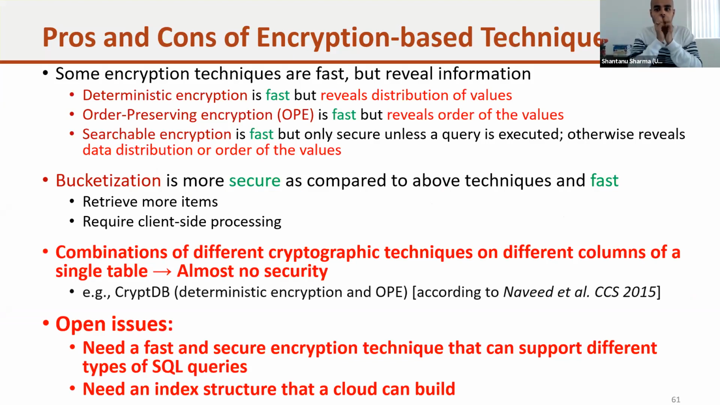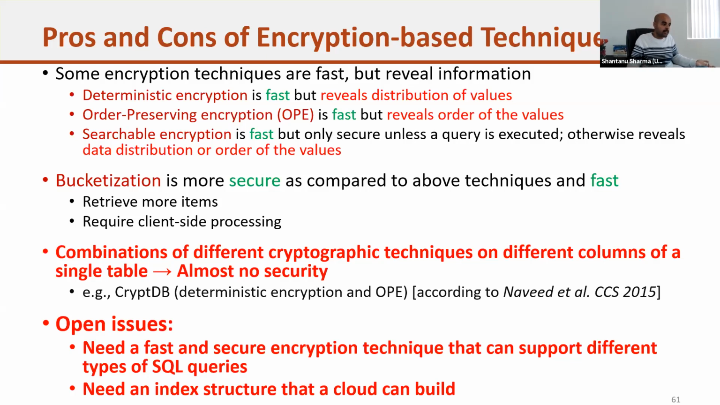So in encryption techniques, we have several techniques. Deterministic encryption is very fast, almost like clear text search. But the problem is that it will reveal the entire distribution of values. OPE, order preserving encryption, will allow you to compare the values, but it will reveal the ordering. Searchable encryption is again fast, but whenever you execute queries, it will reveal the data distribution. Bucketization is more secure as compared to these three techniques, if buckets are properly created, but the client needs to perform more work.